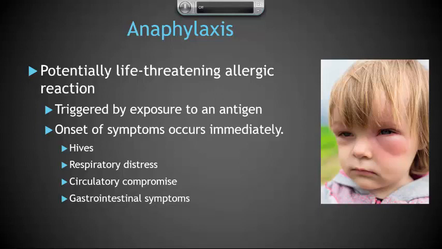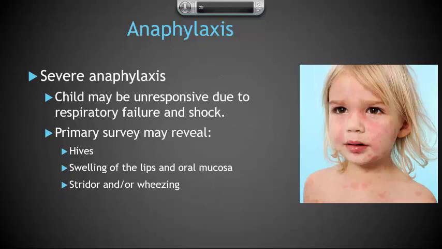Onset of symptoms generally occurs immediately after exposure, which may include hives, respiratory distress, circulatory compromise, and GI symptoms, which include vomiting, diarrhea, and abdominal pain. In mild anaphylaxis, the child may experience only hives and some wheezing, and in severe anaphylaxis, the child may be in respiratory failure and shock when you arrive. Your pediatric assessment triangle may also reveal an anxious child. In severe anaphylaxis, the child may be unresponsive due to respiratory failure and shock.